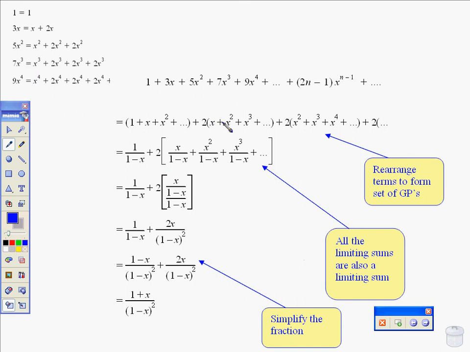But if we look at this, x plus x squared plus x cubed and so on, we've got a first term of x and a common ratio of x. This one has a first term of x squared, common ratio of x. The next one has a first term of x cubed, common ratio of x. So it looks like that. So using that a on 1 minus r formula.